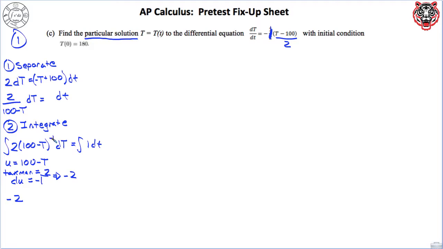So I would normally go up a power. This would go to the power of 0. Therefore, I'm using the natural logarithm because I can't divide by 0. So this is going to be the natural logarithm of absolute value. Again, don't ever forget your absolute value. You will lose points if you forget it.